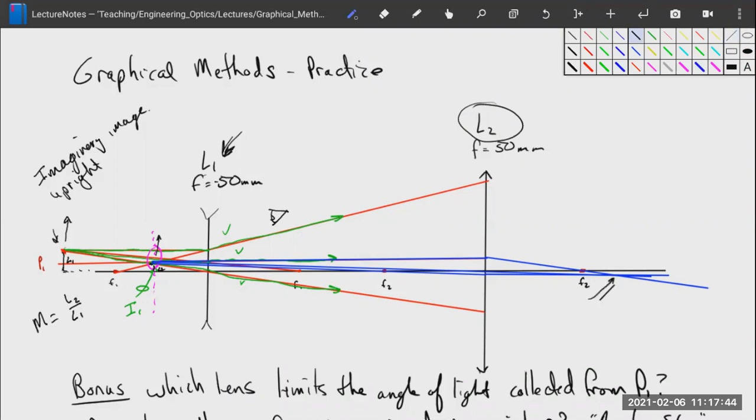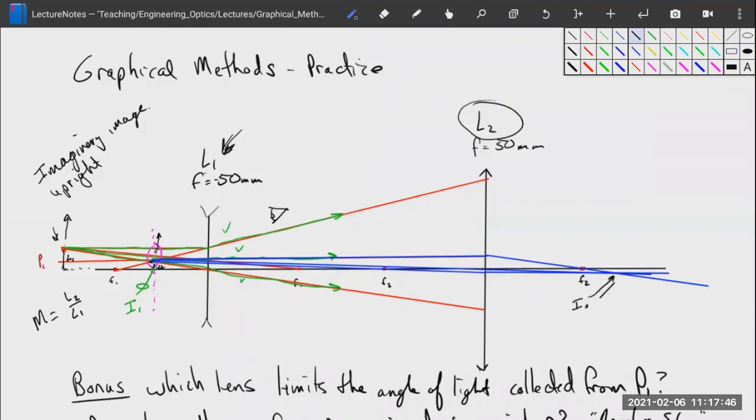Right here, we have what we would call I2, image two. Now image two, with the image from the first lens as our object for the second lens, is on the opposite side of our optical axis, so it is a real image. If we were to put a piece of paper right here, we would see a bright point of light. And also if we put an eye right here, we would see a point of light right here.